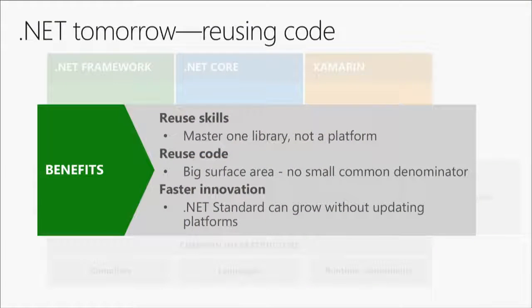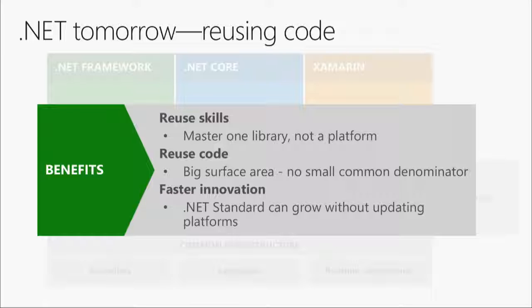Reusing skill with the .NET Standard is going to be much better. You'll be able to master a single library, and as long as the platforms you're targeting implement that version of the .NET Standard, that code will reuse one-to-one. It's awesome. In addition, you'll have a big surface area to utilize for your .NET code. There will no longer be a small common denominator as it exists with portable class libraries.